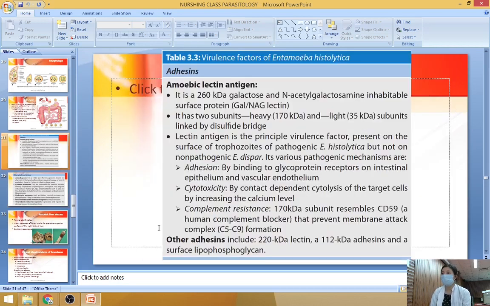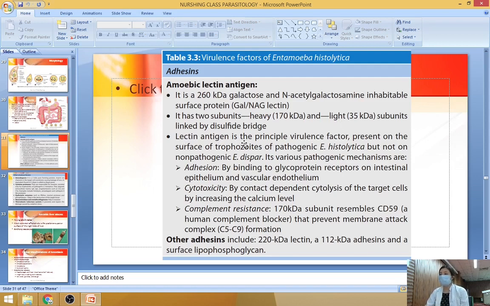Okay, virulence factors are adhesins. Adhesins means which are adapted for fixing. So this is a very important virulence factor for Entamoeba histolytica. They might come as short notes also. So the amoebic lectin antigen is a 260 kilodalton galactose and N-acetyl galactosamine inhibitable surface protein. There are two subunits, the heavy and the light.